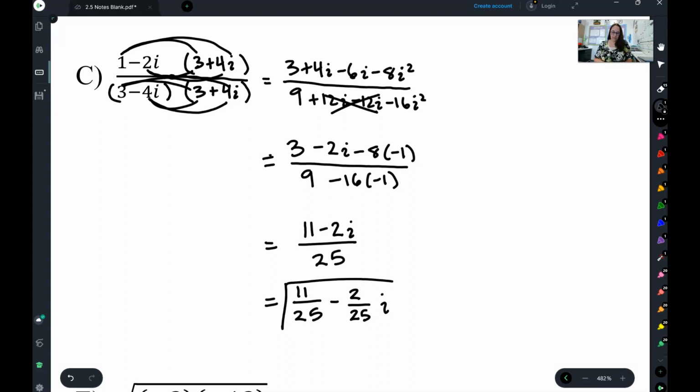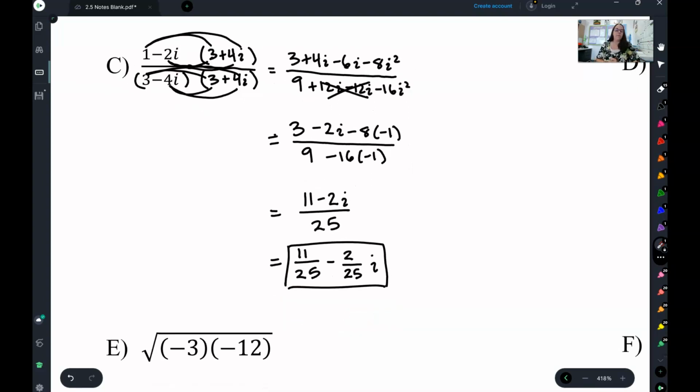And we end up once again with an answer in the form a plus or minus bi. And that is how we divide complex numbers. You always multiply by the conjugate, FOIL everything out, and simplify it.